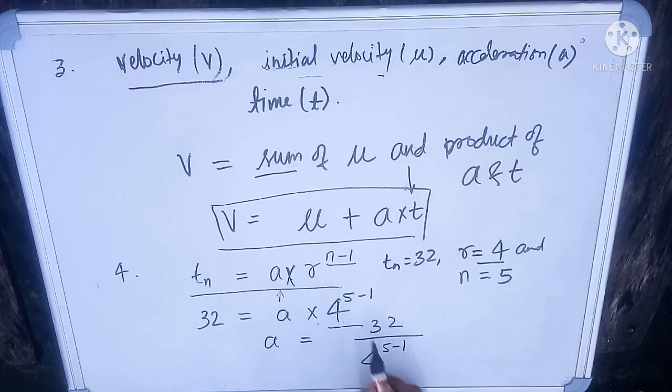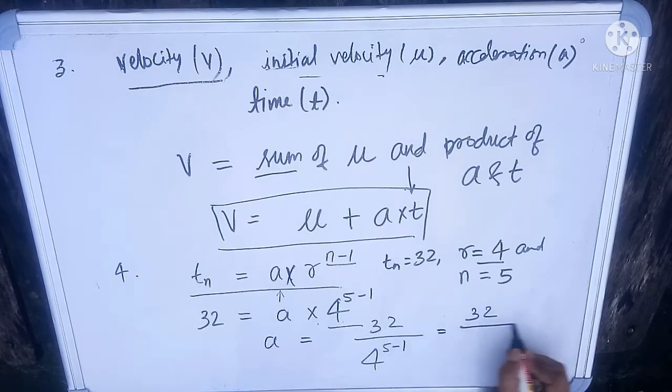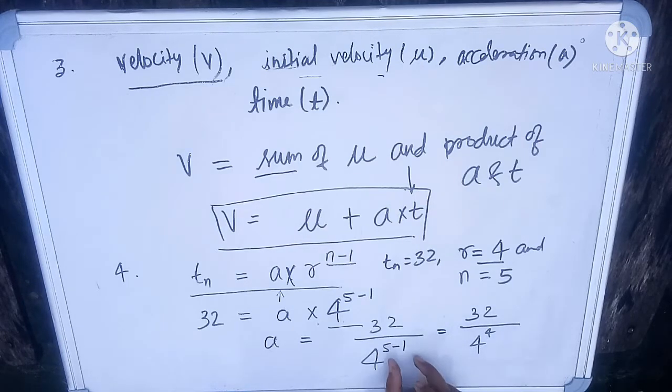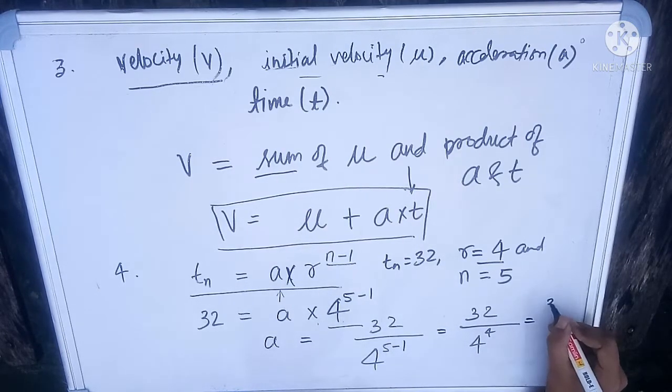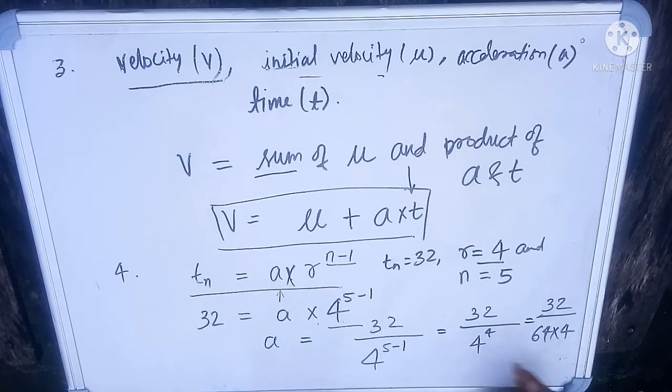Because here we have 4 to the power 5 minus 1 in the multiplication, if we transfer this to the other side, we get it in this form. Now this can be written as 32 divided by 4 to the power 4, because 5 minus 1 is 4. Now if you calculate, we can write it as 64 multiplied by 4, because we have 4 times 4. 4 to the power 3 is 64, and one more 4 is here. Now this can be cancelled 2 times. Thus we can say that the value of a is equal to 1 by 8.